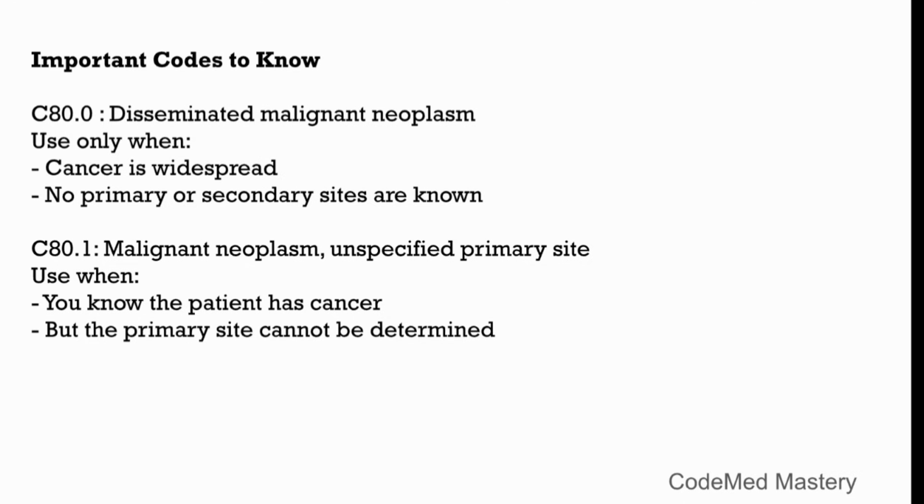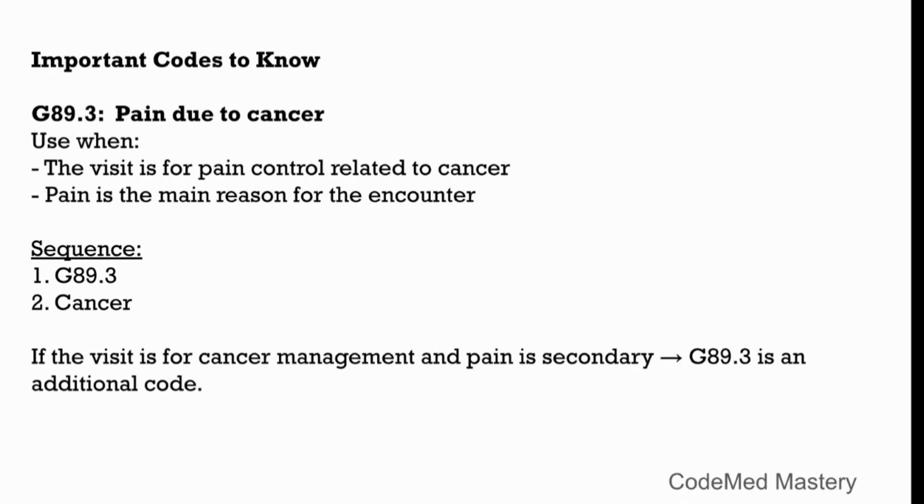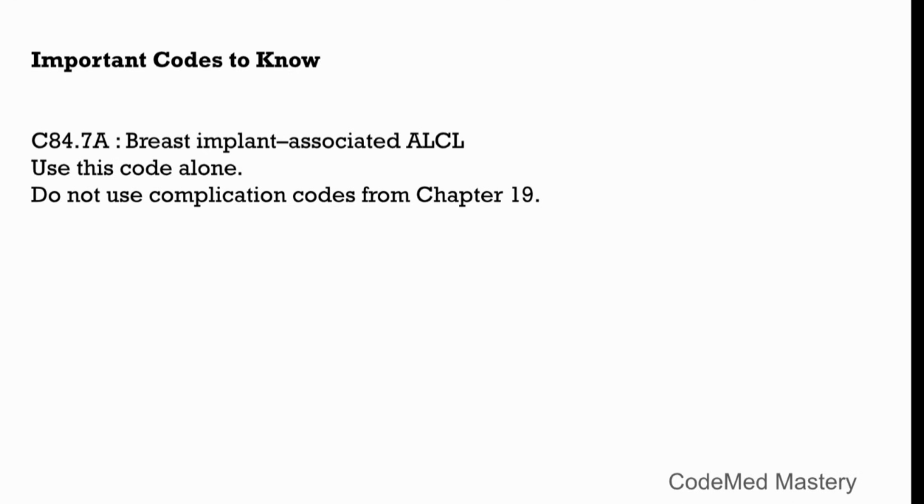Okay. Next, G89.3 is for pain due to cancer. It is used when the visit is for pain control related to cancer and pain is the main reason for the encounter. Then first we'll code G89.3, pain due to cancer, followed by the neoplasm code. We'll sequence the pain code first, second neoplasm. Next scenario, if the visit is for cancer management and pain is secondary, then we code G89.3 as the second code.